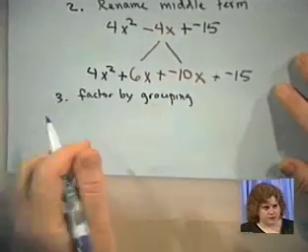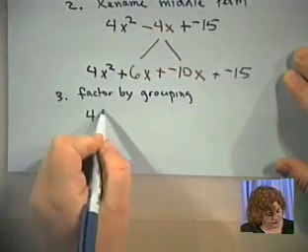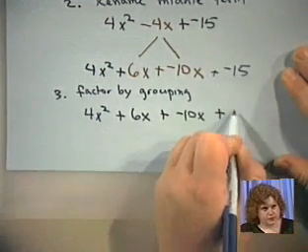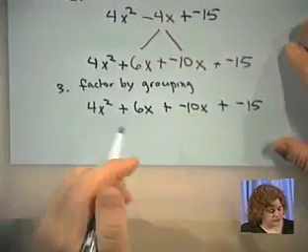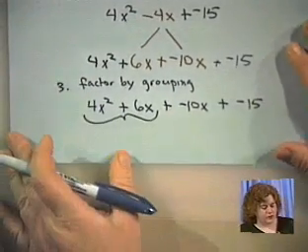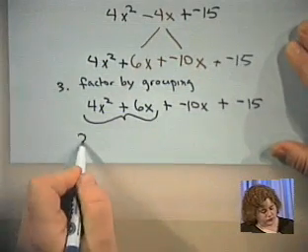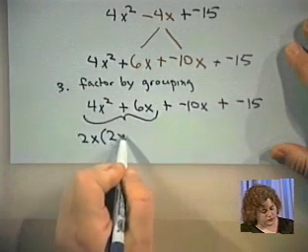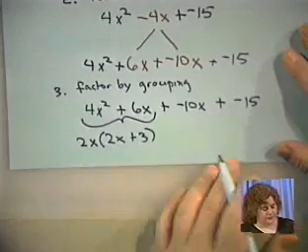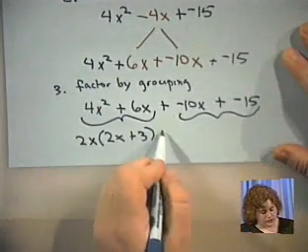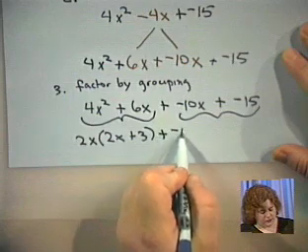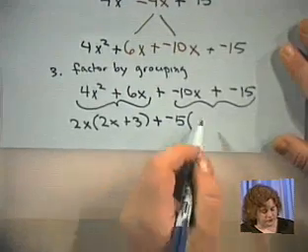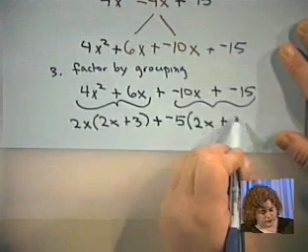So I'm going to rewrite this long addition statement so that I can do the whole bracket thing: 4x squared plus 6x plus a negative 10x plus a negative 15. Going two at a time, the 4x squared and the 6x have a 2x in common, so we'll take out the 2x, and we'll be left with 2x plus 3. Then we go to the next two, and negative 5 jumps out at me, so take out a negative 5. Mind your signs, that's going to make both of these become positive. So we'll be left with a 2x plus 3.